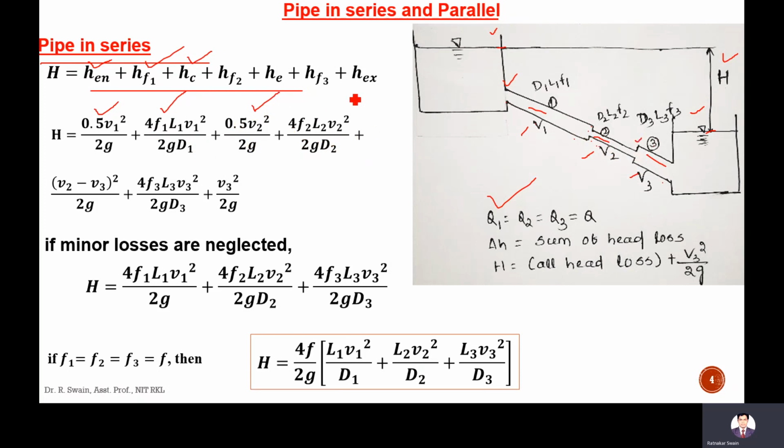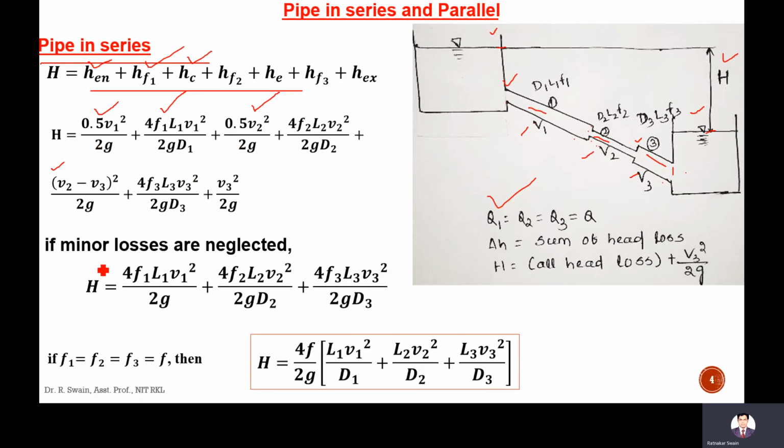Here will be the expansion loss, that is (V2 minus V3) whole square by 2g. Then there will be friction loss, 4f3 L3 V3 square by 2g D3. Then, in the last, there will be exit loss at the reservoir, V3 square by 2g. These minor energy losses and the friction losses we already discussed in the previous classes. So the total energy head loss is equal to the summation of all these energy losses.